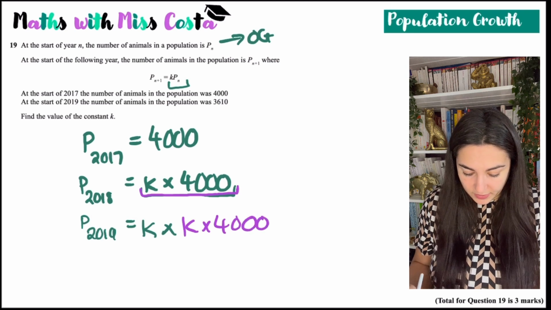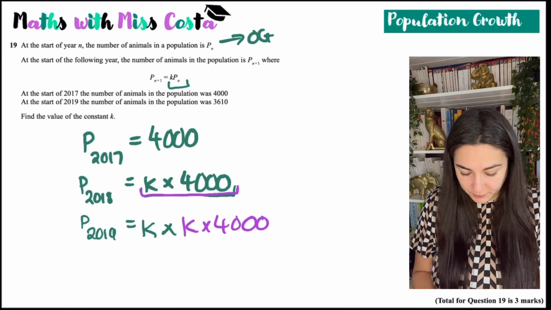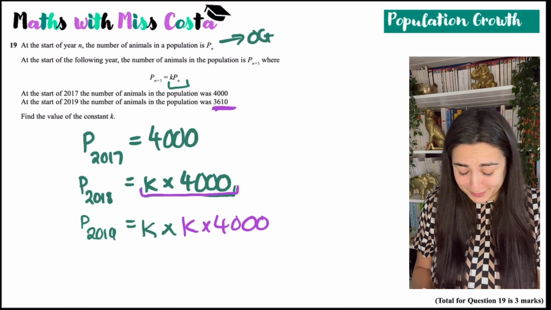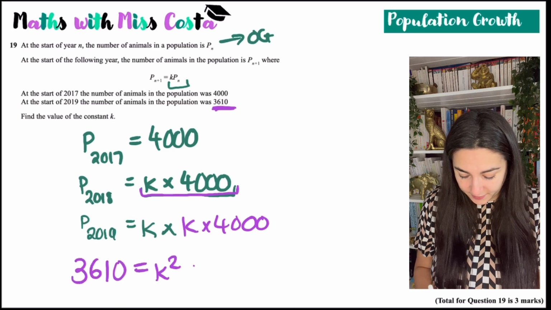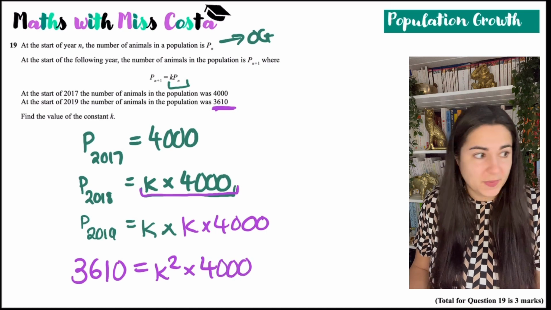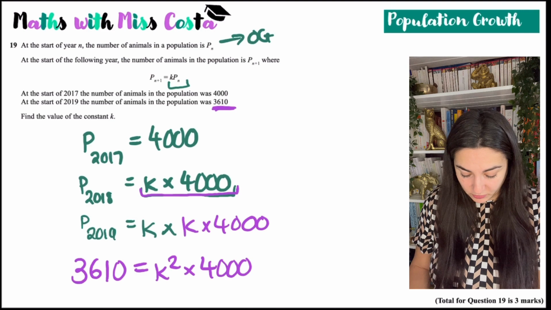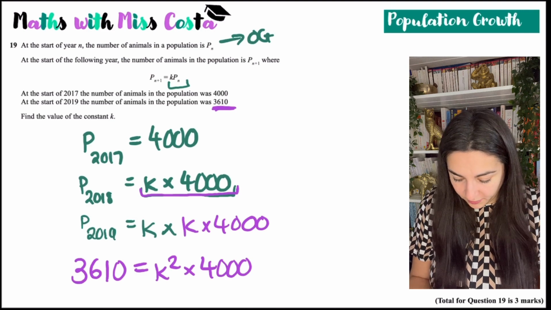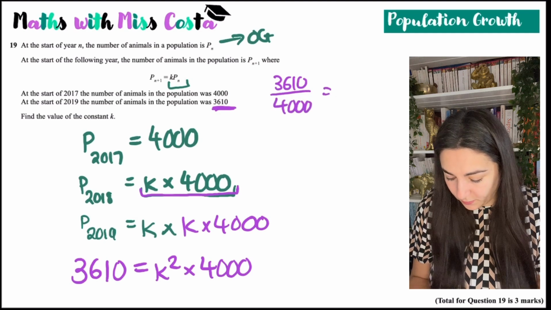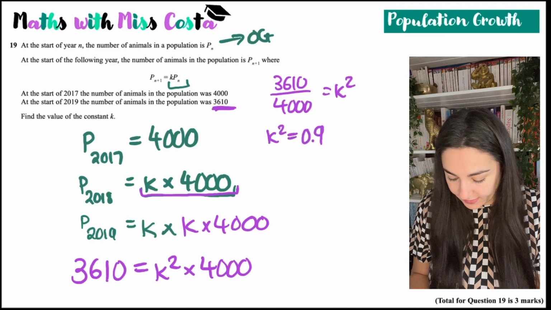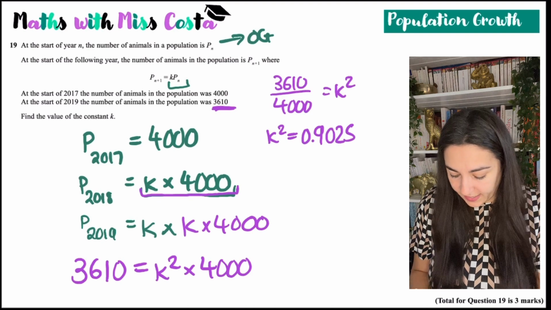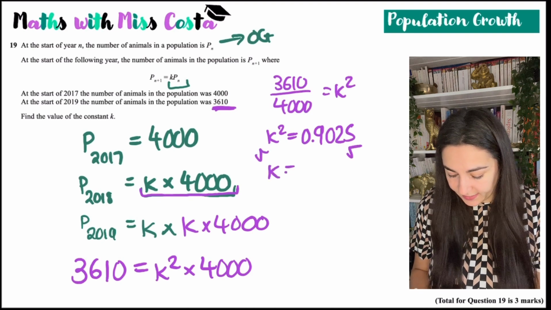So I know that at the start of 2019, the number of animals was 3,610. So 3,610 is K squared times 4,000. Now all I need to do is find the value of the constant k, and I do this by just solving. So 3,610 divided by 4,000 equals k squared. So therefore, type that into your calculator. K squared is 0.9025. How do I work out k? I'm going to have to square root both sides. So k is the square root of 0.9025, which is 0.95.